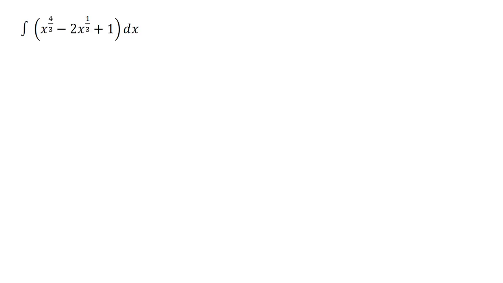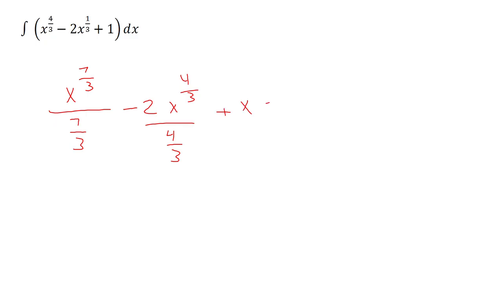For our next one here, we're going to do the exact same thing. We'll just go up to x to the 7/3, and we'll divide by 7/3. And then we'll do minus 2x to the 4/3, and we'll divide by 4/3, and then the plus 1 becomes a plus x. Don't forget the plus c.